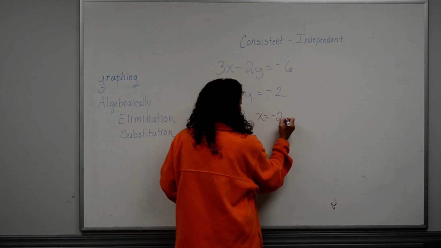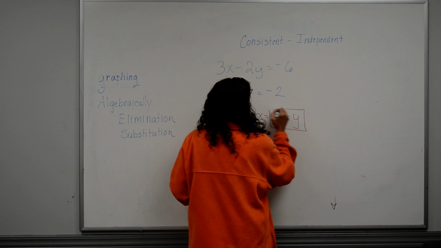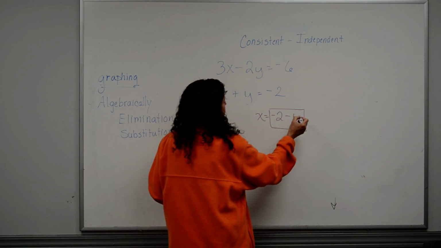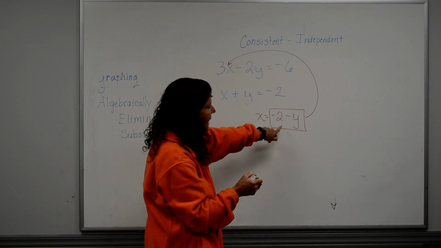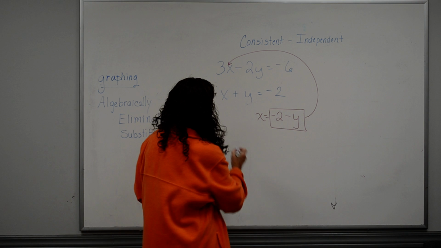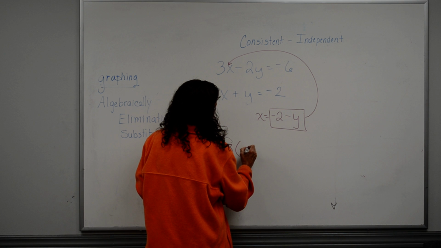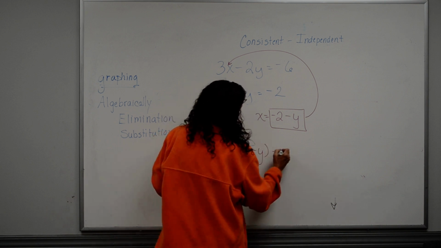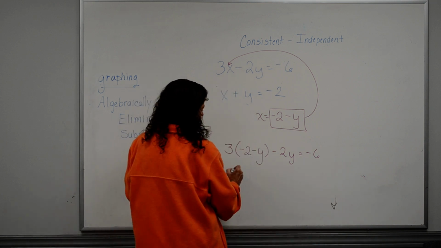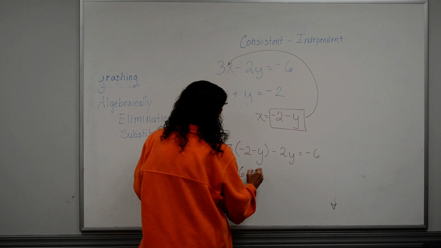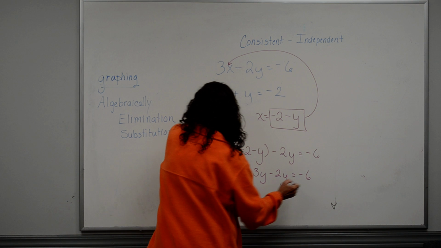So I have x equals -2 minus y. Then what I do is I take this, what I call my key, and I put it back up here for the x. That's what x is equal to. So rather than writing x, I'm going to put what x is equal to. -2 minus y, minus 2y equals -6. I'm going to distribute: -6, -3y, -2y equals -6. You with me so far?